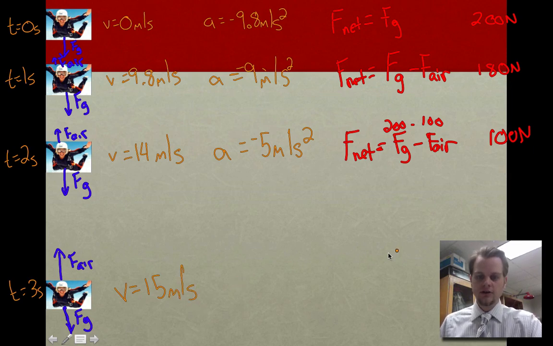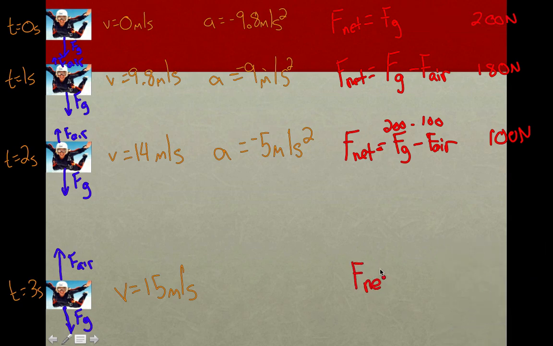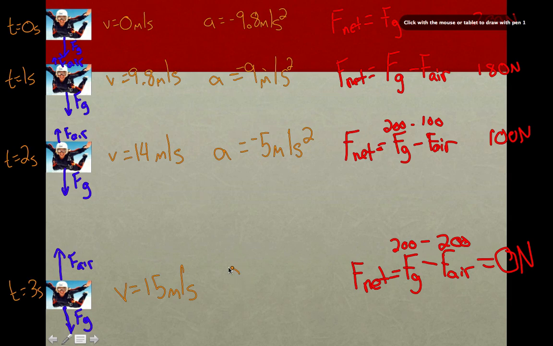Now, if you look at the F net, the net force, at this point, the force of gravity we said was, let's say, 200 going down. If you look at the picture, the force of air resistance is exactly the same, but in the opposite direction. So that's 200. So 200 minus 200 is 0 newtons. If there is no net force, therefore, there is no acceleration. This is where the acceleration is 0 meters per second squared. This is where 15 meters per second will be the speed that he's going from here on out.